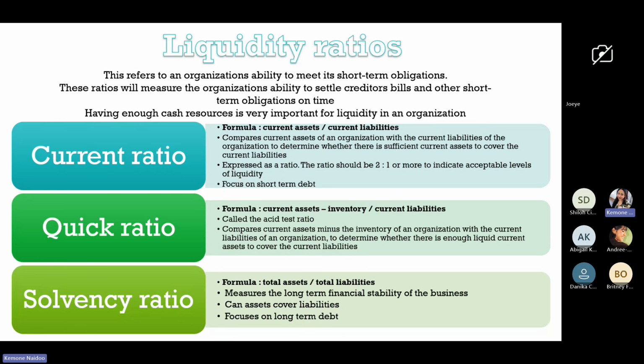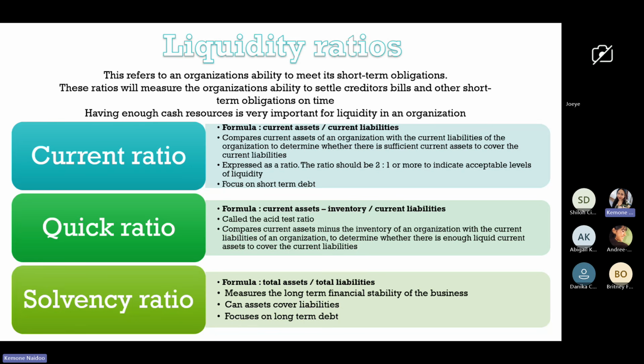So the first one we're looking at is called the current ratio. Okay, now the formula for your current ratio is very simple. You're taking your current assets divided by your current liabilities. And here, the focus is on short-term debt. So you are comparing what you have currently in terms of assets and what you have currently in terms of liabilities, and you're trying to determine, are there sufficient current assets to cover my current liabilities? Do I have enough to pay off my short-term debt? Okay, so it is always expressed as a ratio.